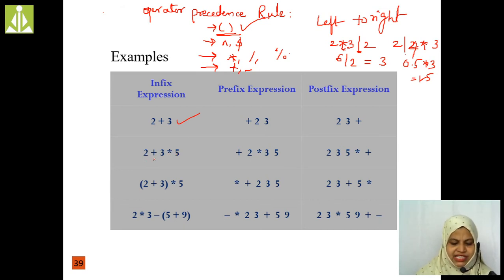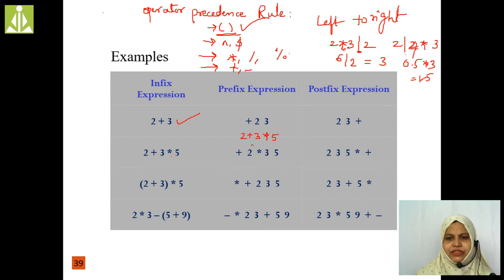In this case, which has the highest priority? Star has the highest priority, so we have to convert 3 star 5 first. Here my expression is 2 plus 3 star 5. Now I am going to convert this expression into prefix.